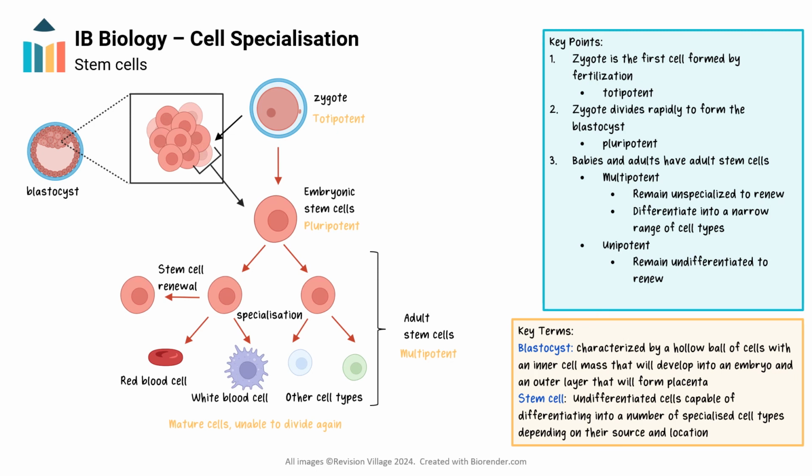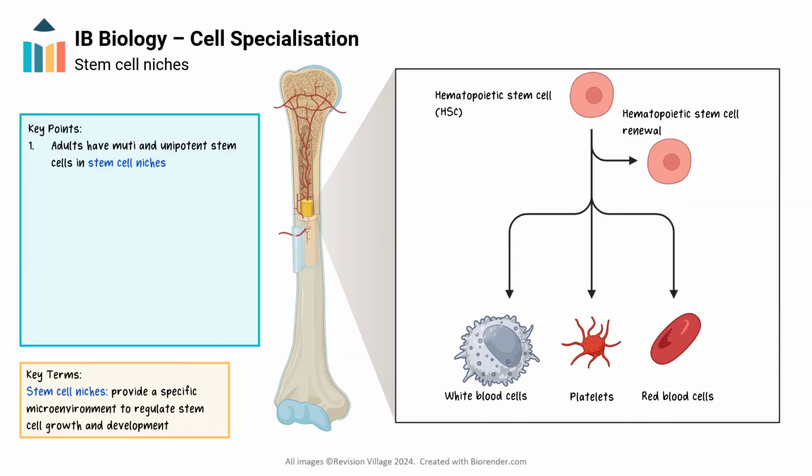Stem cells will receive chemical signals to either remain undifferentiated or different chemical signals that prompt them to specialize. Therefore, multipotent and unipotent adult stem cells are found in specific areas of the body that have highly specialized environments known as stem cell niches. A stem cell niche is a very specific chemical environment that regulates stem cell growth and regeneration. Adults have multipotent and unipotent stem cells contained in stem cell niches.